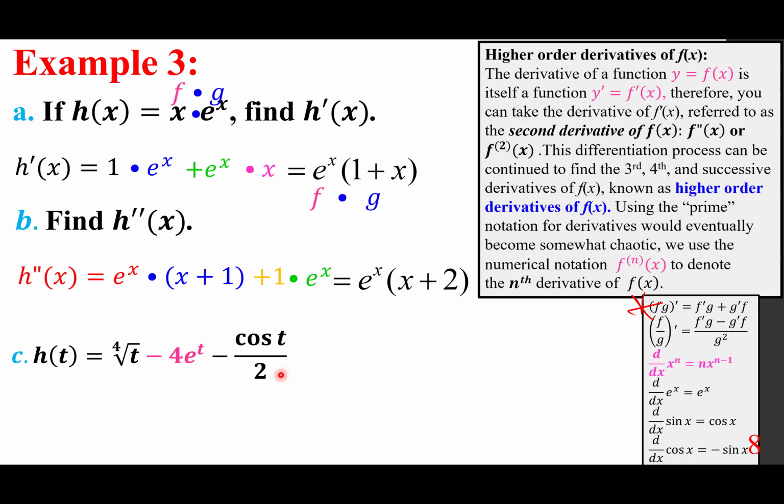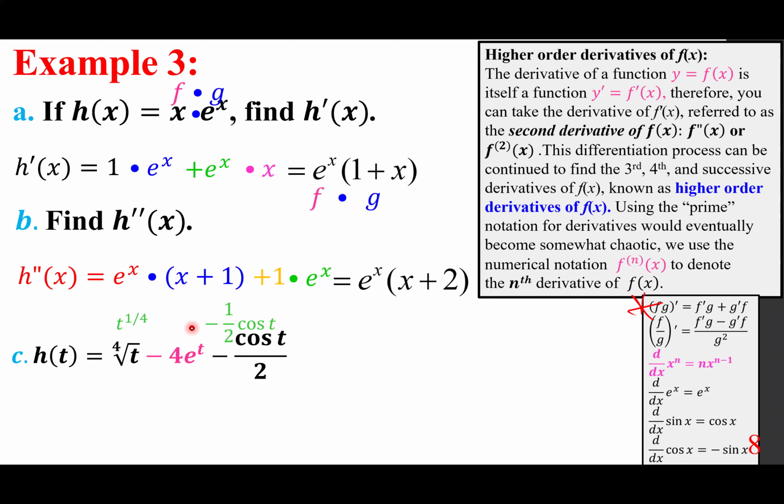This is fine too. But just in case, I'm going to rewrite it as negative 1/2 cosine t. So everybody can see it's cosine times some number. Okay. The number happened to be negative 1/2. So that's why I like to rewrite it in this fashion.